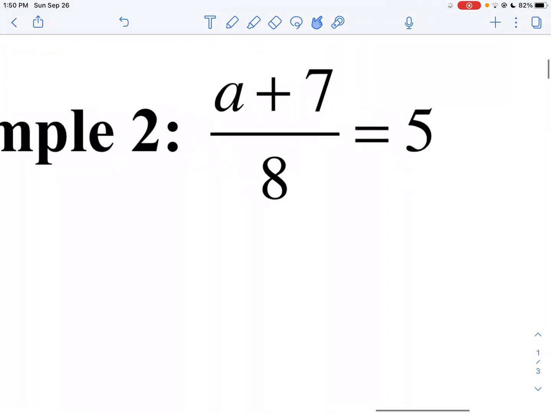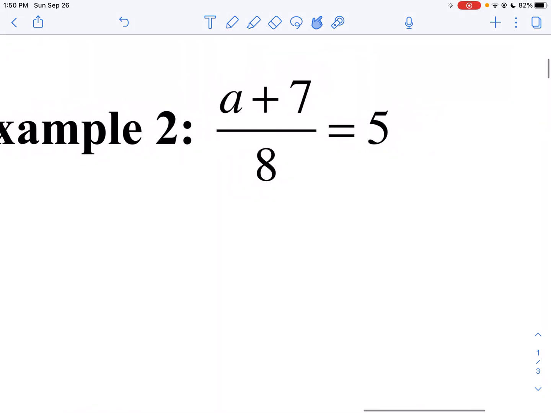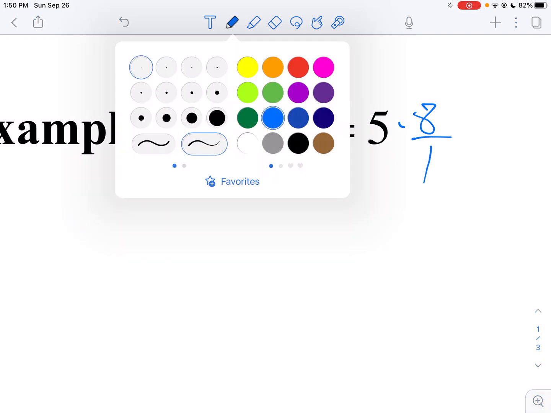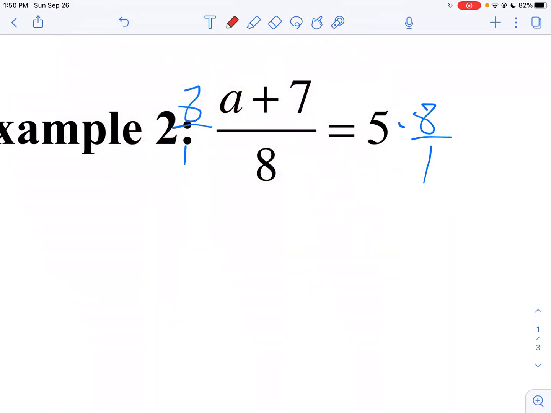Let's take a look at a problem with a fraction in it. For some reason, this seems to be confusing once in a while. You look at this bar, and this bar means divide. So what I'm going to do is multiply both sides by 8. If you want to write it as 8 over 1, that's fine with me. Now, make sure you do the division first. I want you to reduce the 8s.